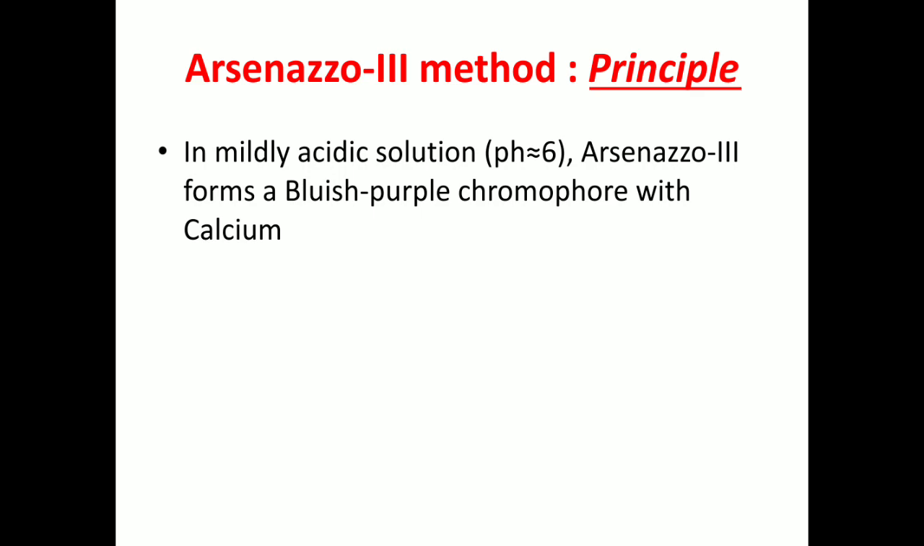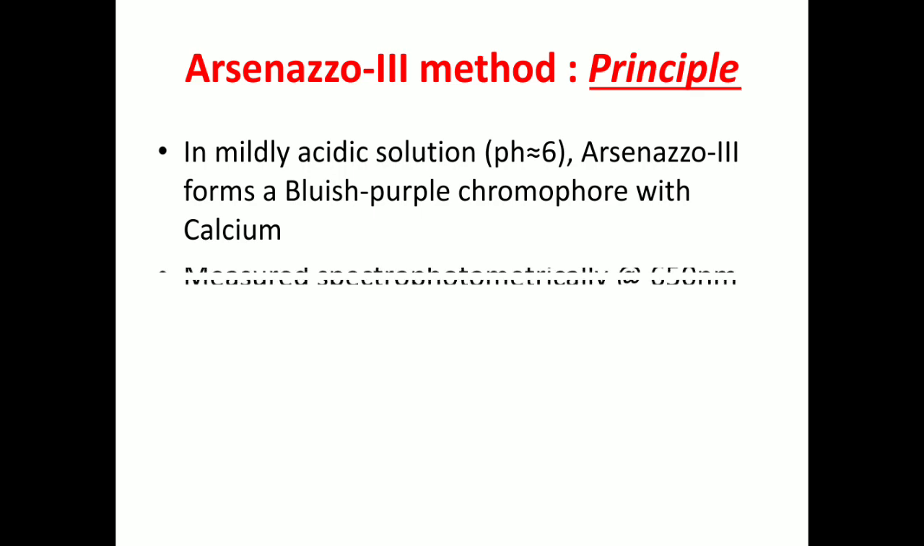The compound known as Arsenazo 3 will again bind with calcium and form a complex which has a bluish purple color, and again that color you can measure simply. Your reagent complexes with calcium, forms a colored complex which is bluish purple in color, and you just measure the color spectrophotometrically. Here the wavelength, the filter you use, is 650 nanometer. Previously you were using 570 or 580 nanometer for OCPC. For Arsenazo you measure it at 650 nanometer.